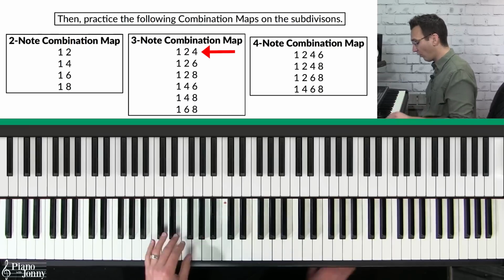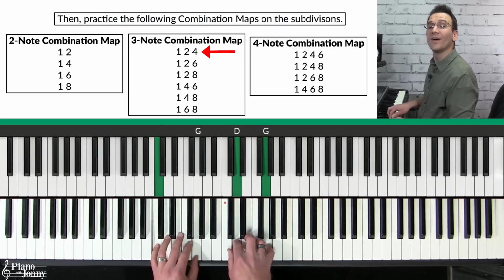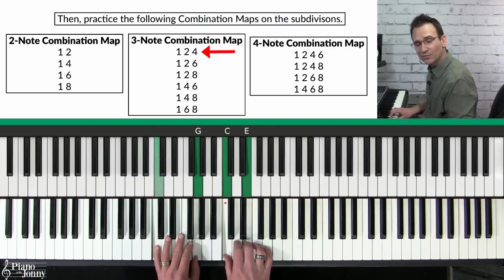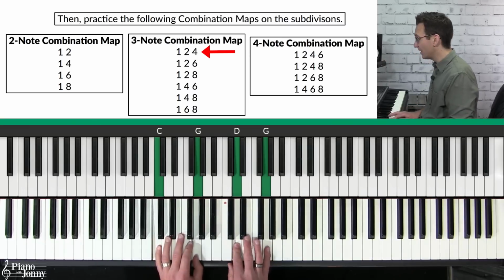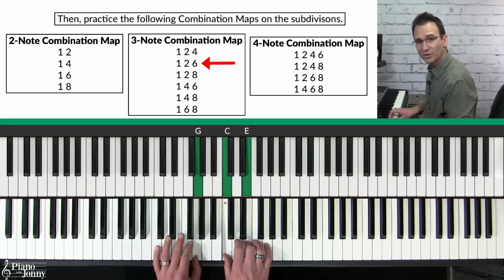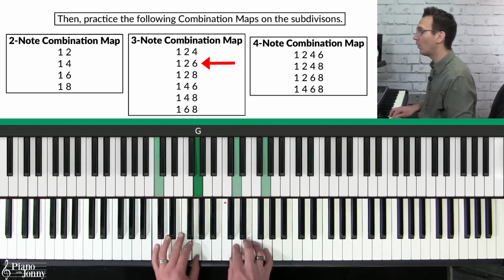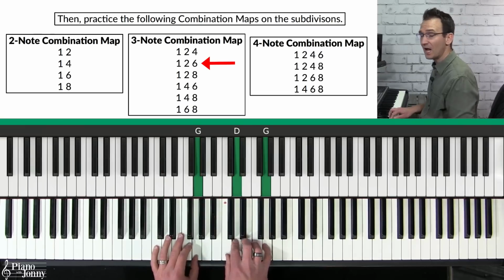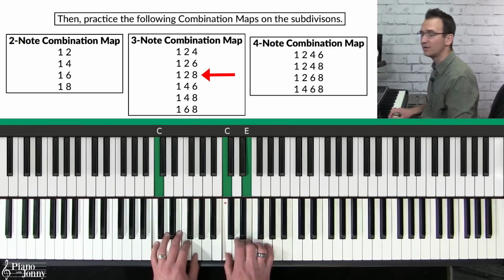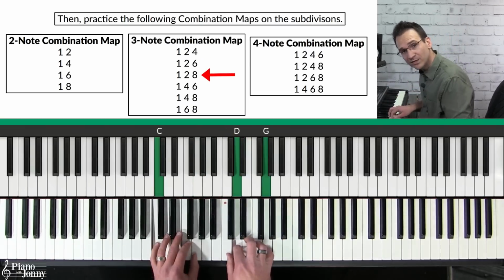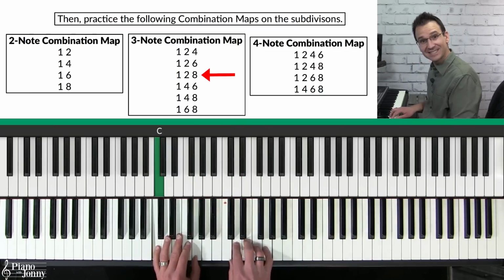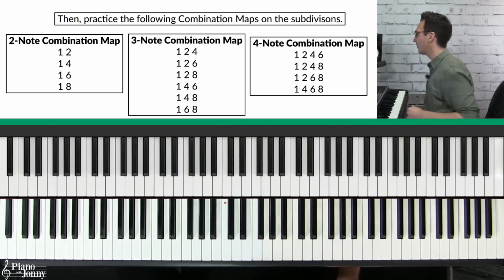So 1, 2, 4. 1, 2, 3, 4, 5, 6, 7, 8. 1, 2, 3, 4, 5. You see the difference there? And then 1, 2, 6. And then 1, 2, 8. Does that make sense? And you can go through all of these.